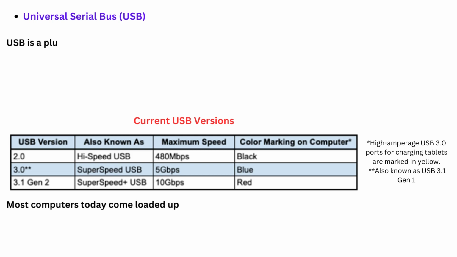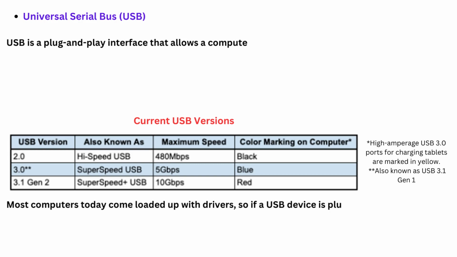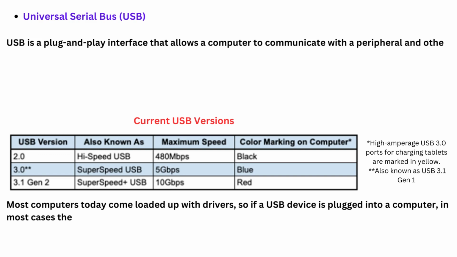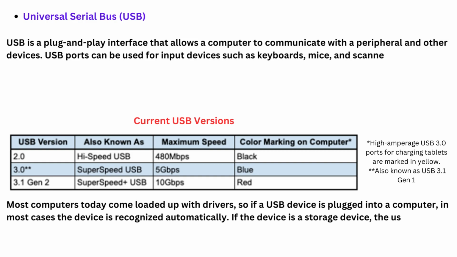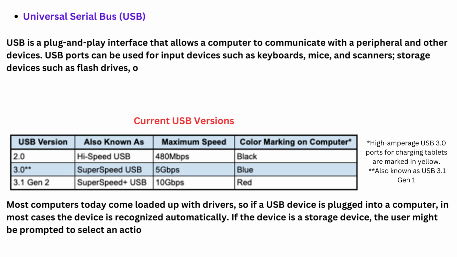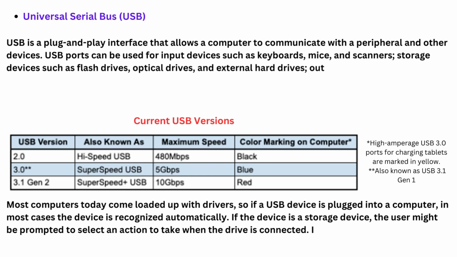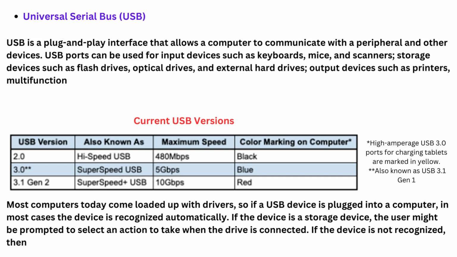Universal Serial Bus, USB. USB is a plug-and-play interface that allows a computer to communicate with a peripheral and other devices. USB ports can be used for input devices such as keyboards, mice, and scanners, storage devices such as flash drives, optical drives, and external hard drives, output devices such as printers, multifunction devices, and even displays, and adapters for both wired and wireless networks. A single USB port, also known as a root hub, can connect to multiple devices when a USB hub is connected to the port.